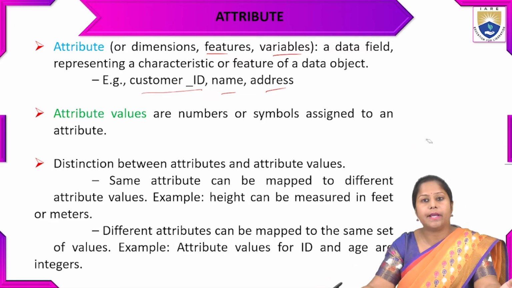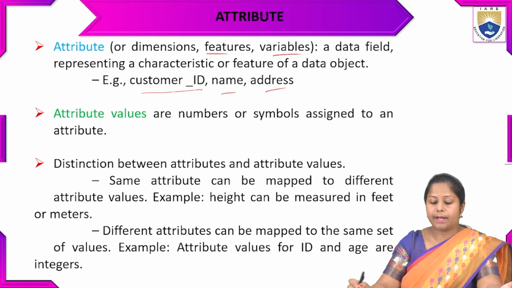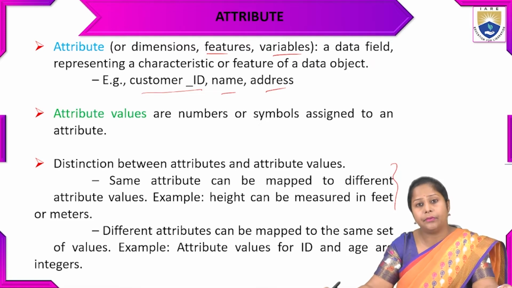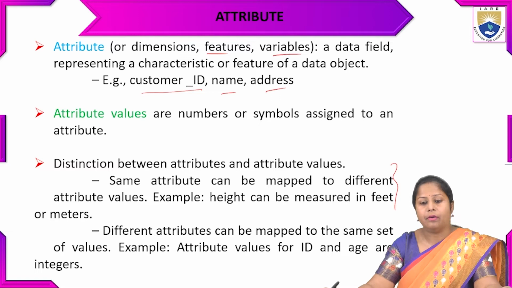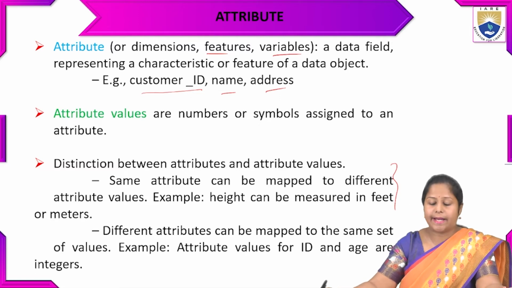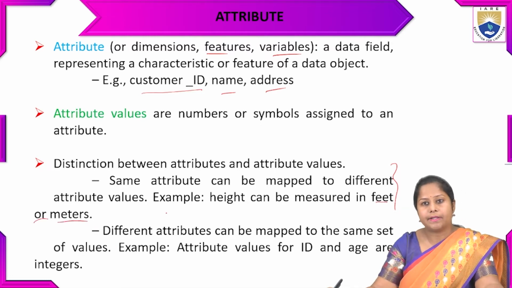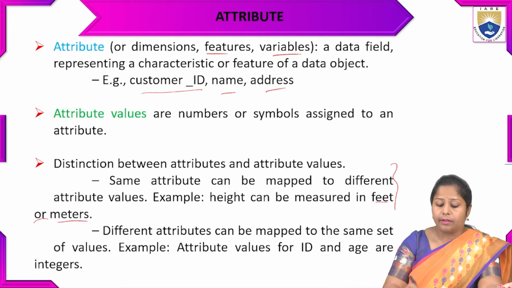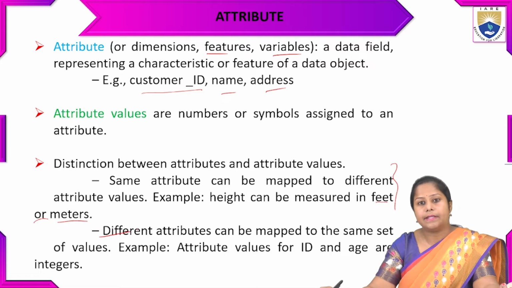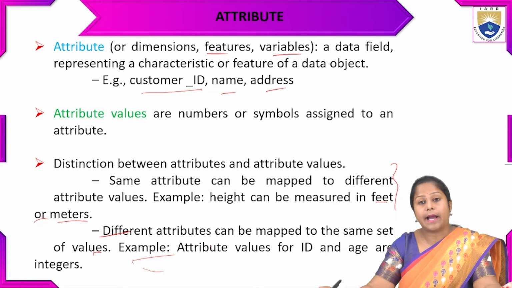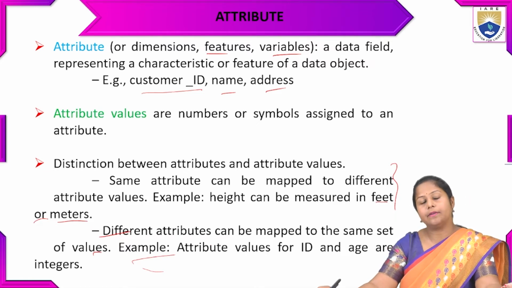The distinction between attribute and attribute value: the same attribute can be mapped to different attribute values. For example, height can be measured in feet as well as in meters. So that is an example of mapping the same attribute to different attribute values. Different attributes can be mapped to the same set of values. How? For example, the attribute values for ID and age can both be integers.